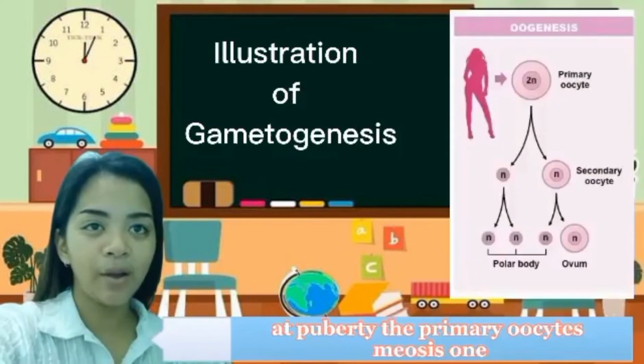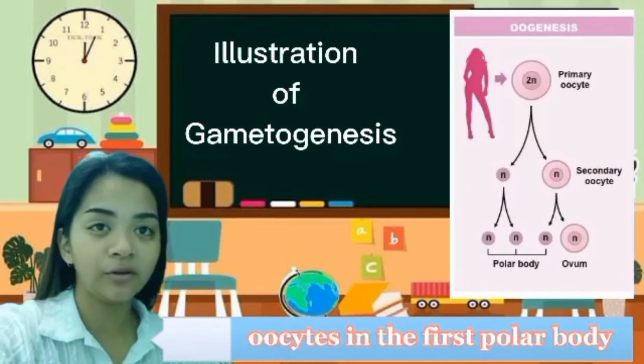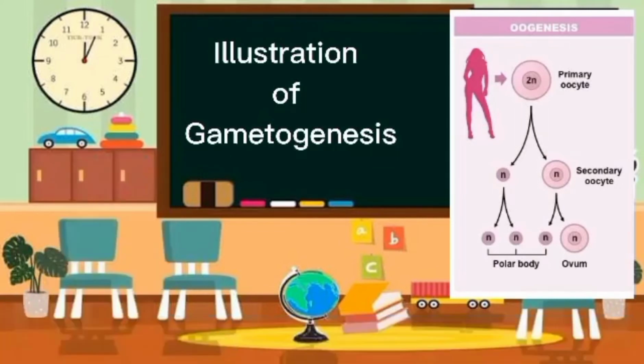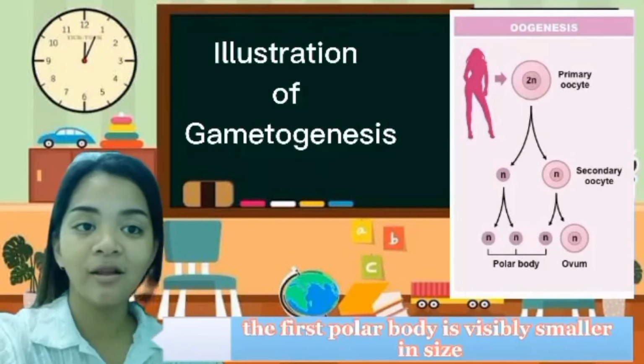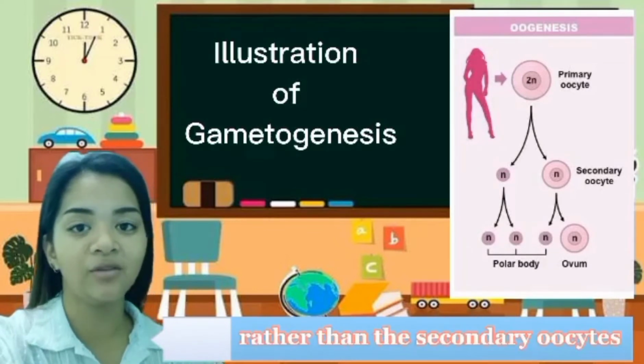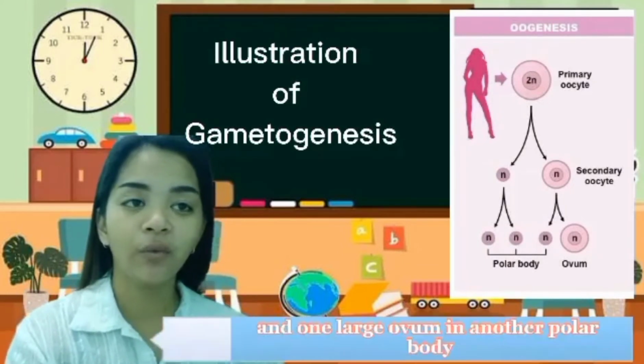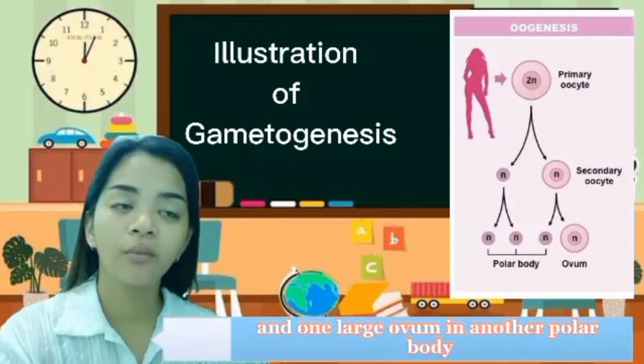At puberty, the primary oocyte completes meiosis 1 and forms the secondary oocyte and the first polar body. The first polar body is visibly smaller in size than the secondary oocyte. The secondary oocyte completes meiosis 2 after fertilization and forms one large ovum and another polar body.